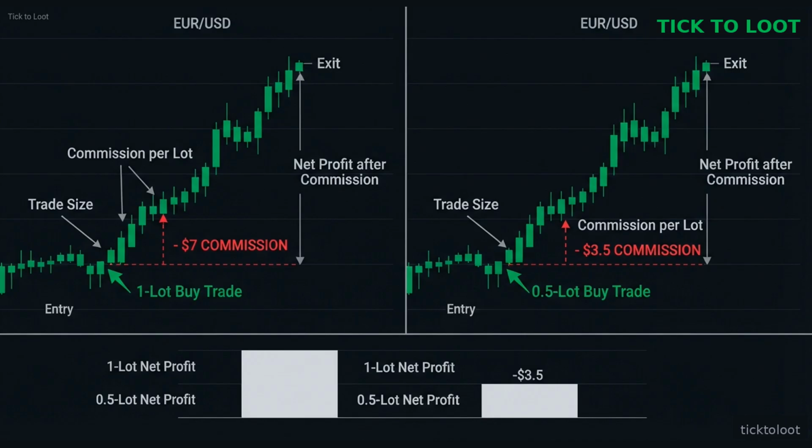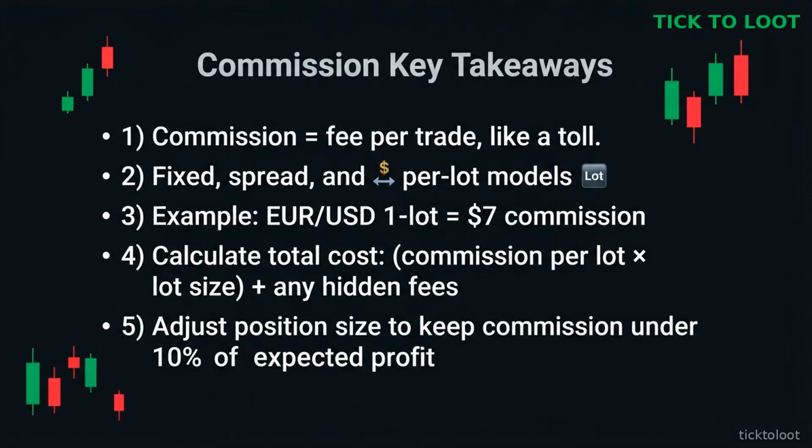Remember, the goal is to let the market move in your favor, not to let the broker's fee move against you. Let's take a moment to bundle everything we just learned about commissions into a neat, bite-sized package you can refer back to anytime.